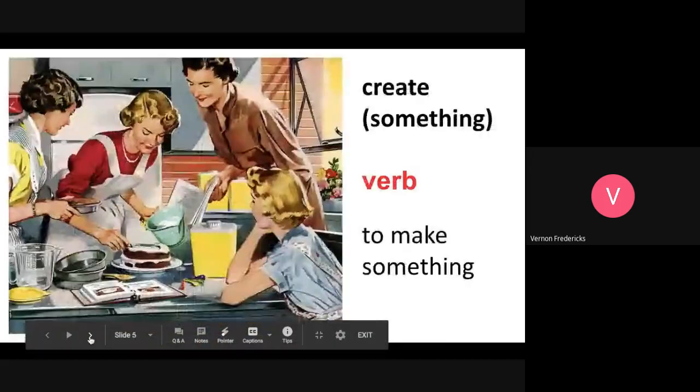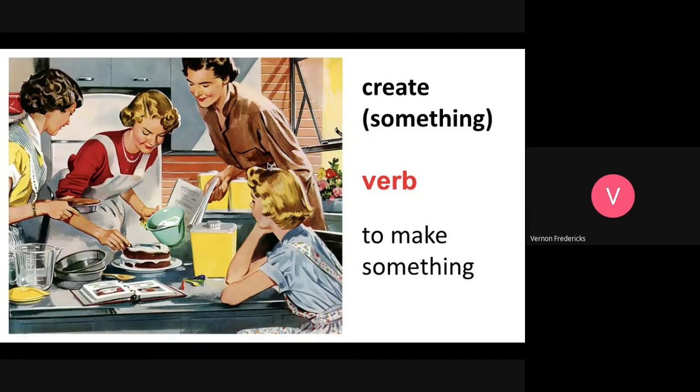Okay, next word is to create. Create is a verb. To make something, to create something out of nothing. So I can say, for example, I create a new app, and this is a verb. I create a new app.